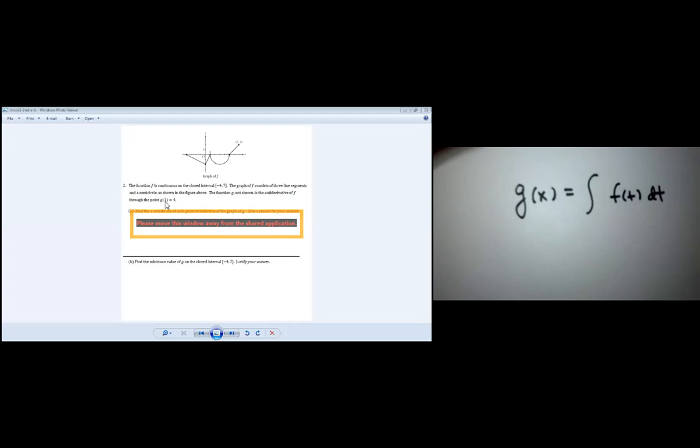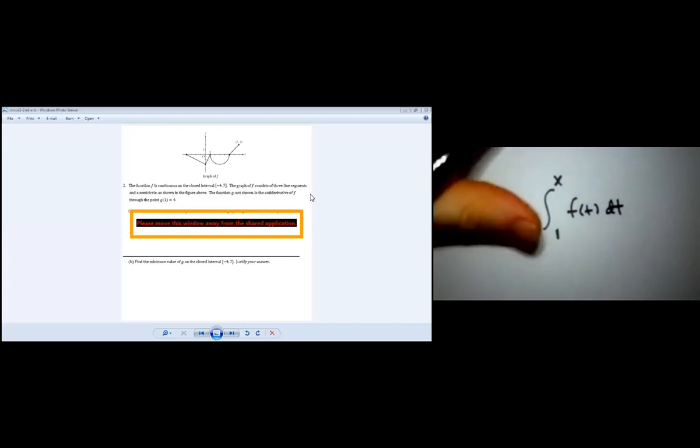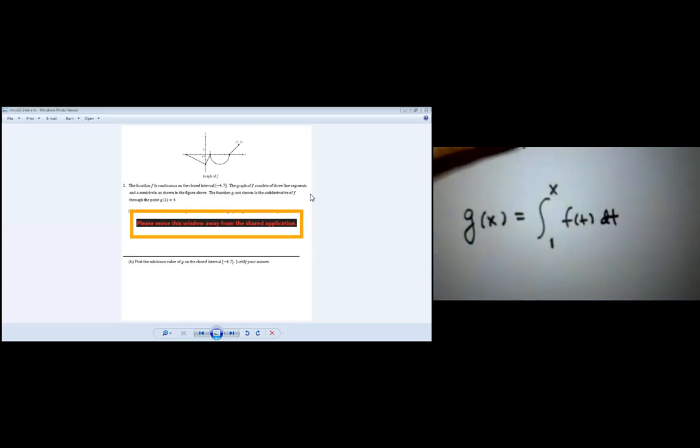It says that G of 1 is equal to 4, and that makes this a bit of a mess. In other words, if I do this for my bounds, 1 to x, what happens when I plug in 1? What would G of 1 be? 4. But I don't have that represented yet in my function. Based on the function you see here, what would happen if I plug in G of 1? It wouldn't be anything, it would just be 0. But what's it supposed to be?